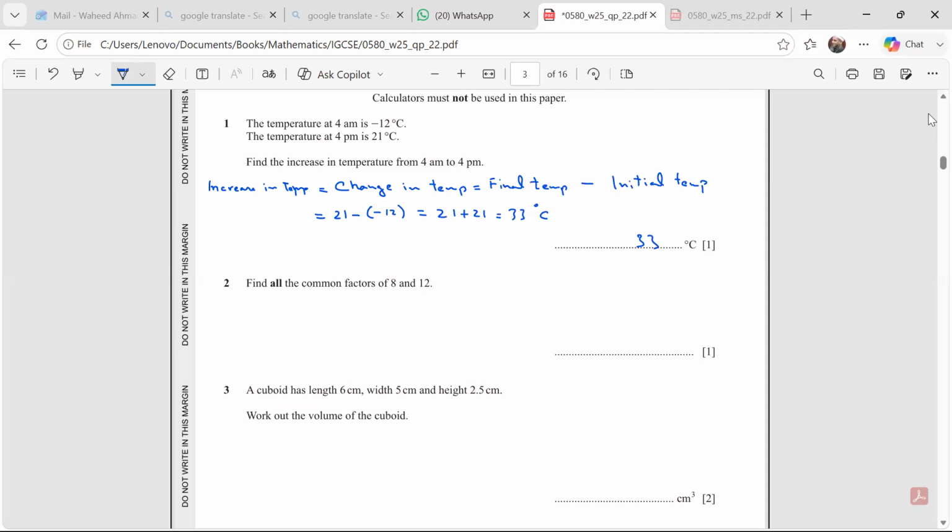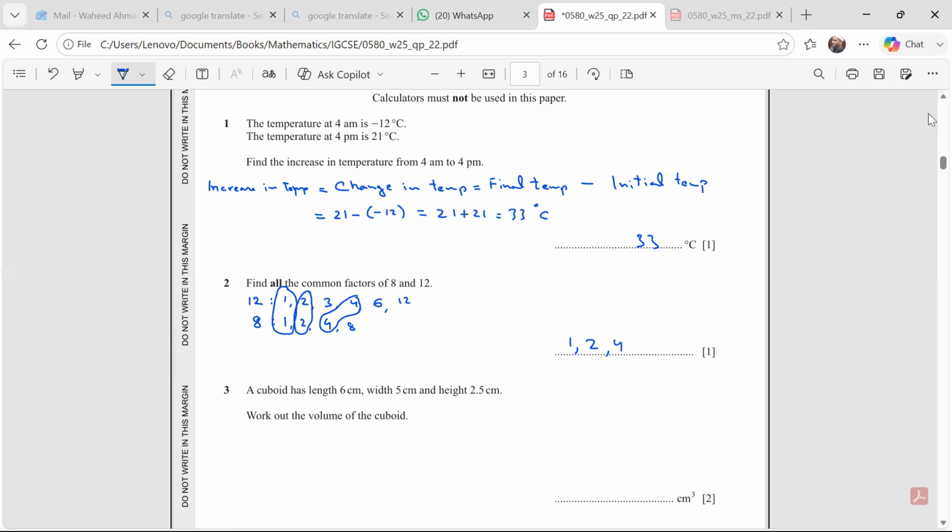I hope it's clear. Find all the common factors of 8 and 12. Okay, what are the factors of 12? You can see it's 1, 2, 3, 4, 6, and then 12. And what are the factors of 8? It is 1, 2, 4, and 8. If you look at the common factors, 1 is common among them, 2 is also common, and 4 is also common. That's it. No other factor is common. So the common factors of 8 and 12 are 1, 2, and 4.